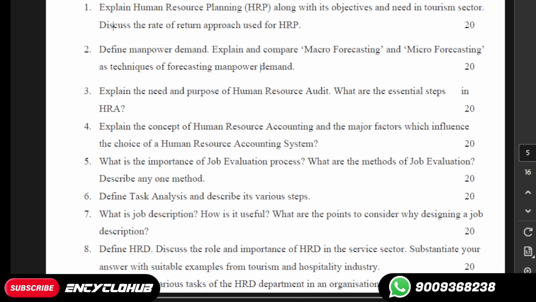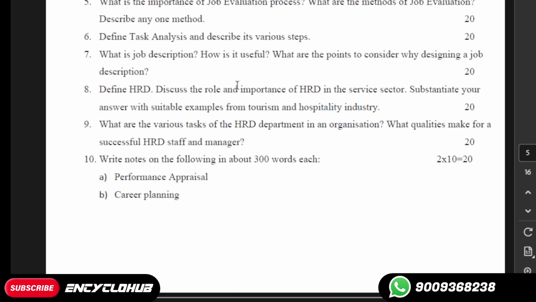Now question number 6 is: define task analysis, describe its various steps, and what is a job description, how is it useful, and what are the points to consider while designing a job description. And the 8th one is: define HRD and discuss the role and importance of HRD in the service sector. Substantiate your answer with suitable examples from the tourism and hospitality industry.